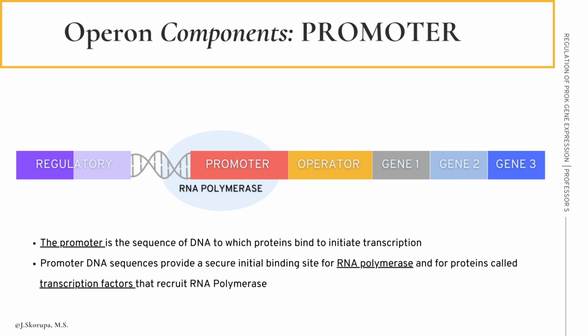The promoter. Recall from chapter 17 on DNA replication that the promoter is the sequence of DNA to which proteins bind to initiate transcription. RNA polymerase, shown here, is the enzyme that reads the DNA and builds the mRNA. It needs to be able to bind to the DNA. Promoter DNA sequences provide a secure initial binding site for RNA polymerase and for proteins called transcription factors, which recruit RNA polymerase.